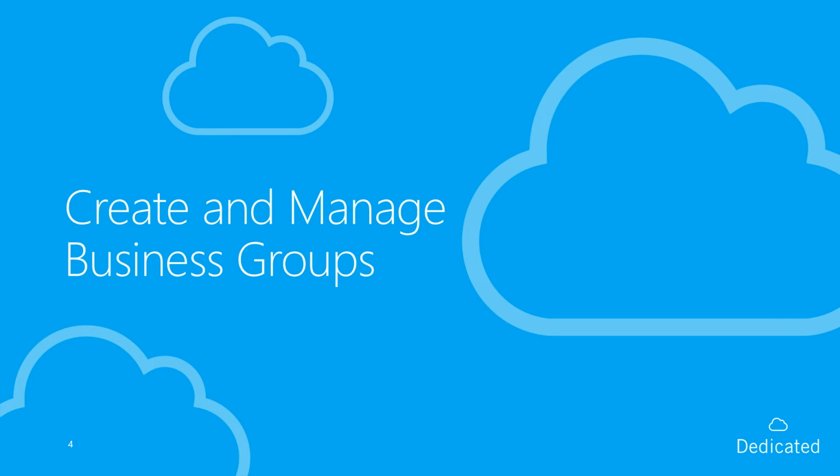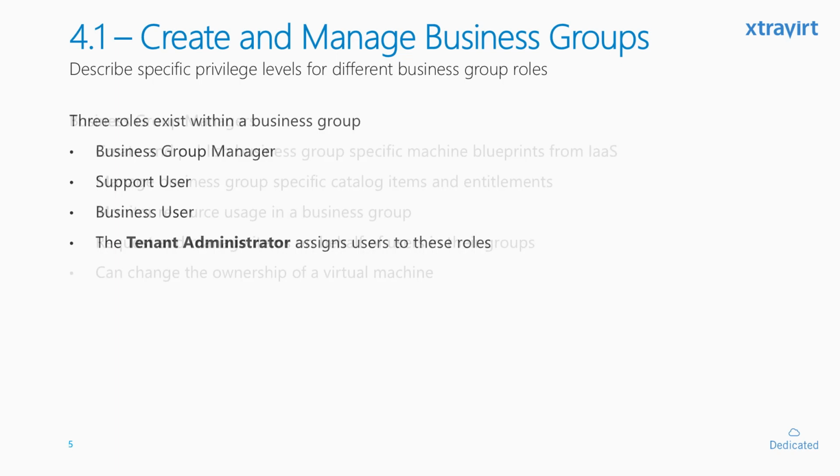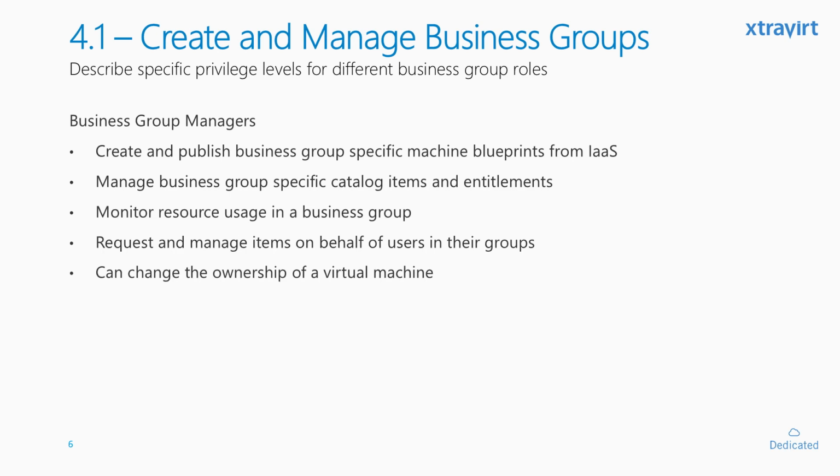Okay, so create and manage business groups. We know that currently 3 roles exist within a business group. We've got the business group manager, the support user, and the business user. It's the job of the tenant administrator to assign these roles. And what I want to do is just go over each role in a little bit more detail.